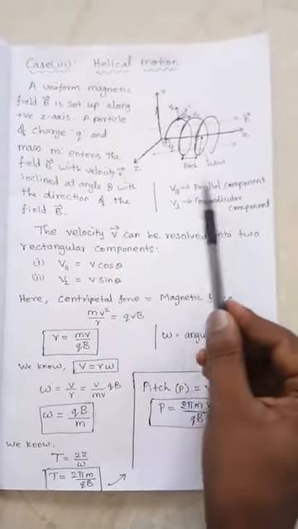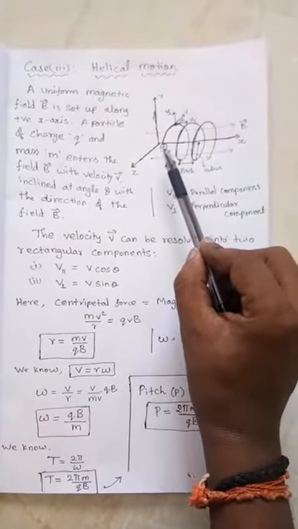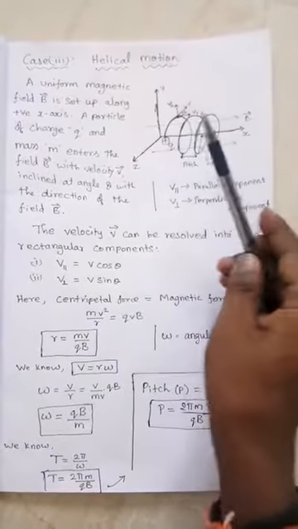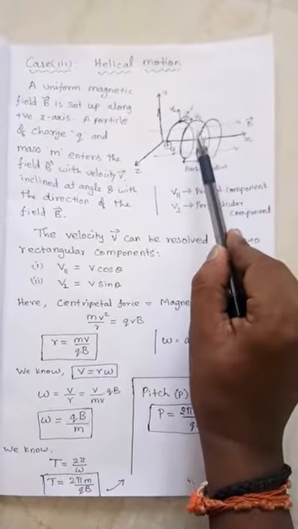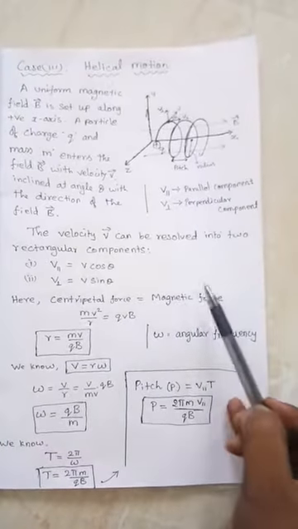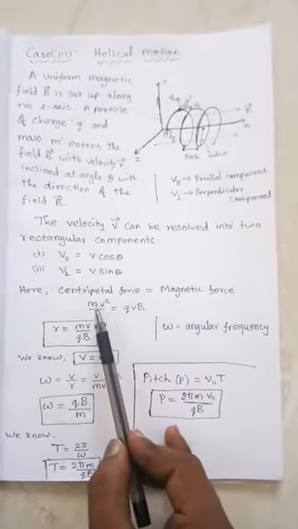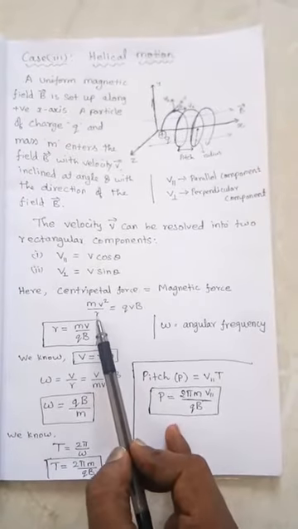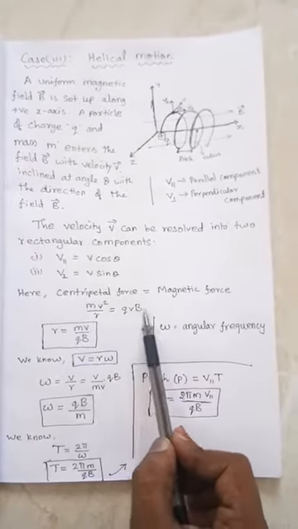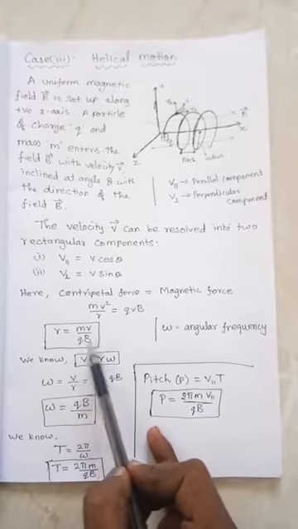Now the centripetal force is equal to the magnetic force. It means when a charged particle moves inside the magnetic field, it experiences the Lorentz force, which gives a circular path. In a circular path, the particle requires centripetal force and also experiences magnetic force. Both forces are always equal. So centripetal force, you know, is mv square by r, equal to the magnetic force or Lorentz force, which is qvB. Here v cancels. Again, r is equal to mv by qB.